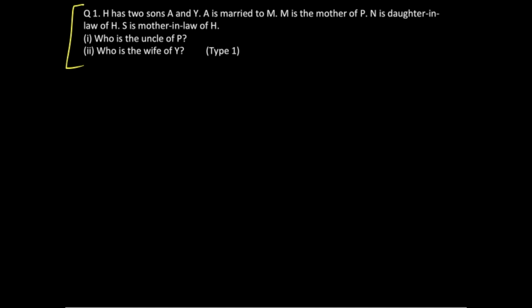Okay, so question 1 says that H has two sons A and Y, and A is married to M. So now you know that A and Y are brothers, right? And their father or mother is H. We don't know the gender of H, right? So you will write that this is H and this is the relationship, and these two are brothers, right? Because they are sons of the same parent.